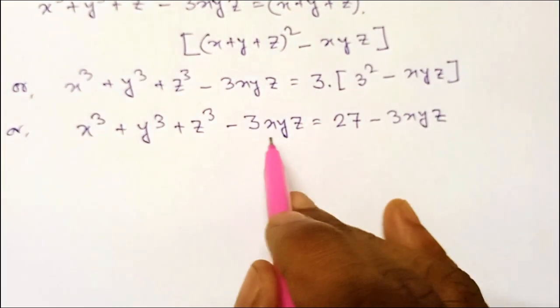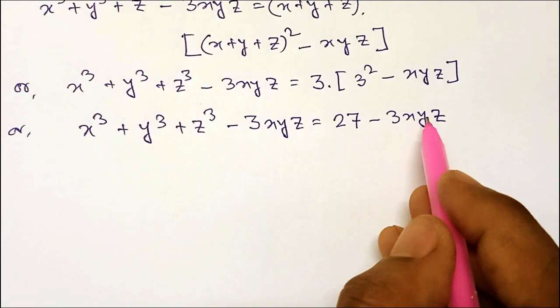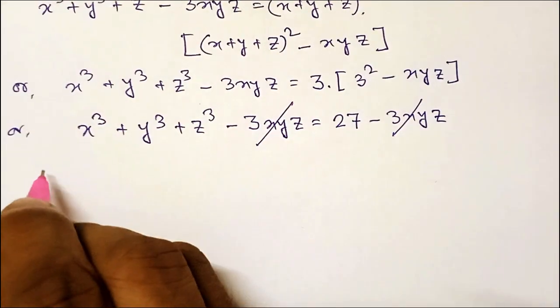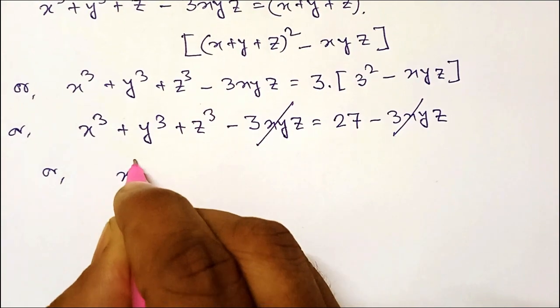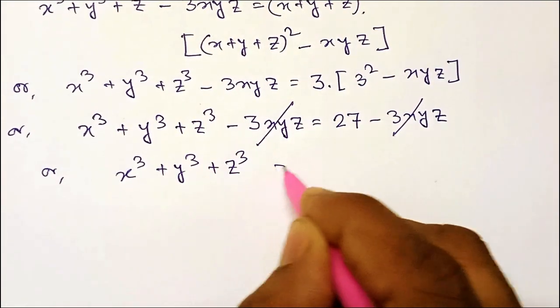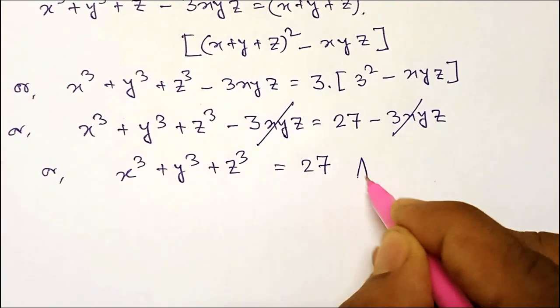So from the left hand side and the right hand side, this minus 3xyz will be cancelled out. So we can get the value of x cube plus y cube plus z cube is equal to 27. This is the answer.